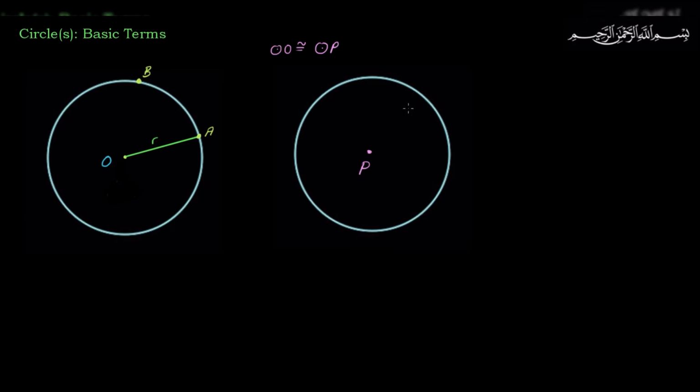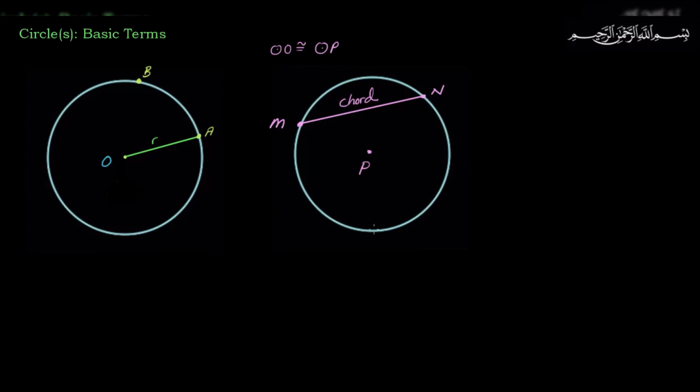Now, let's take the circle P and let's pick out a couple of points on circle P like this. Let's call this one M, and let's call this point N. And if you were to connect these two points like this, this particular segment is called a chord. So a chord is a segment that connects two points that are on the circle.